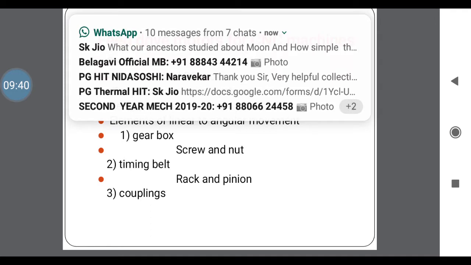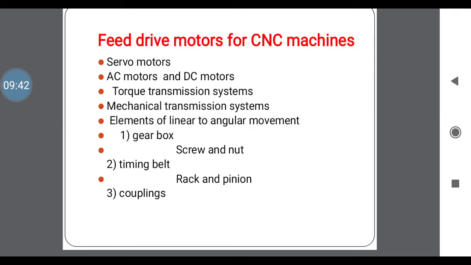Third one is the torque transmission elements. Torque transmission converts one form of movement to another, from linear to angular movement. How do we convert linear movement to angular movement? First one is a gearbox. In a gearbox we can control the rotational to linear, or linear to rotational, movement by screw and nut. By rotating the screw and nut, you convert one form of movement to another form.